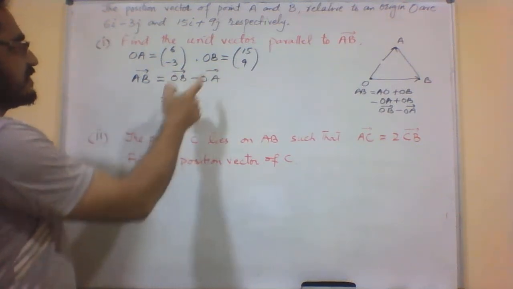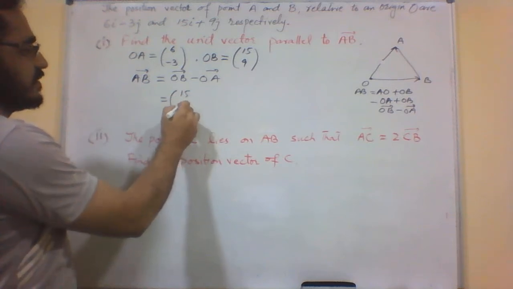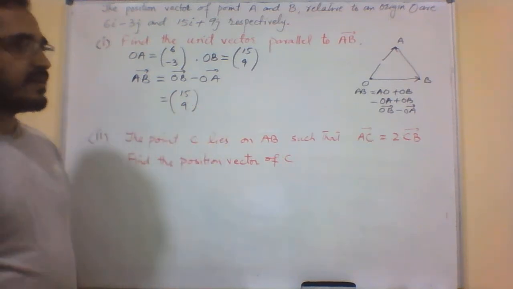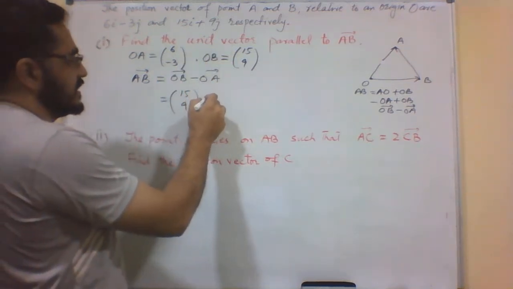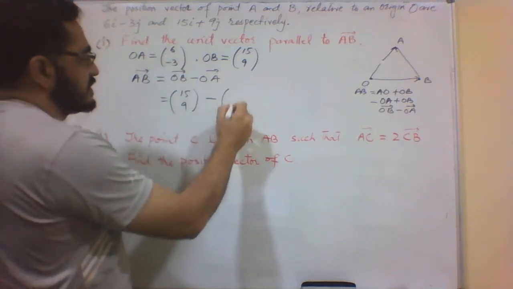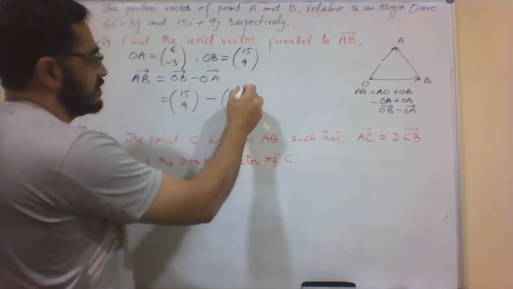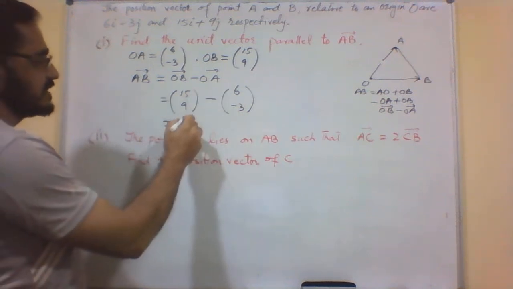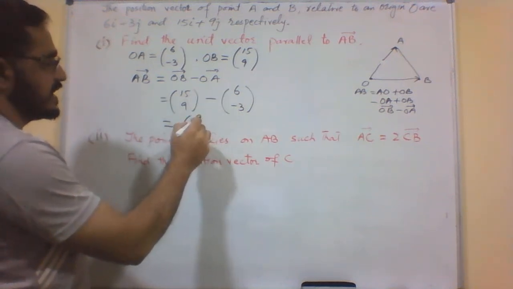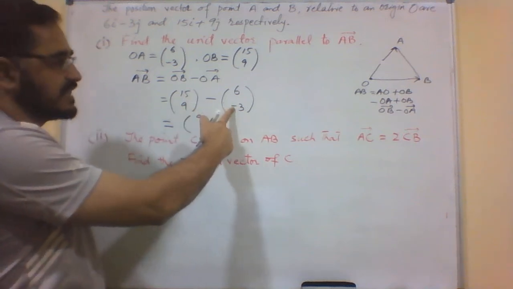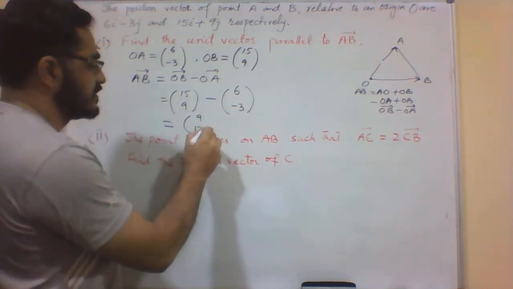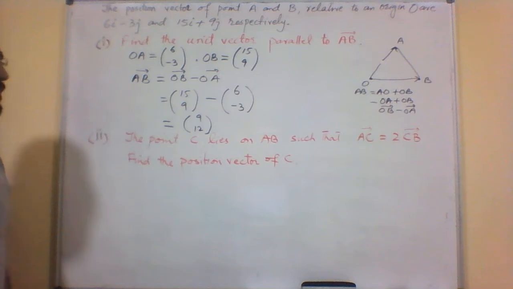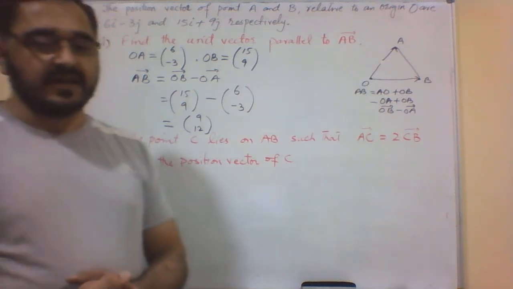OB is 15, 9, and OA is 6, minus 3. Then 15 minus 6 is 9, and 9 minus minus 3 is plus 3, that is 12. It means AB is 9, 12.